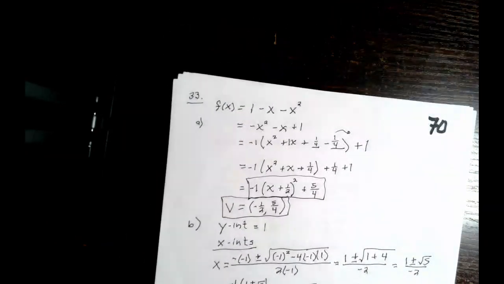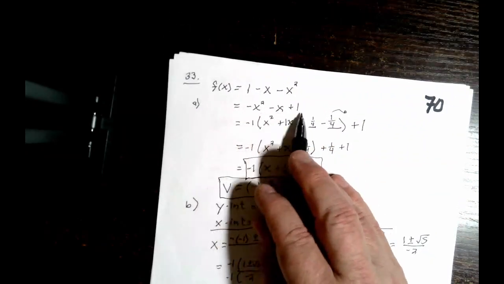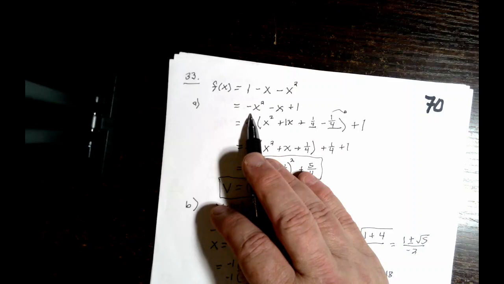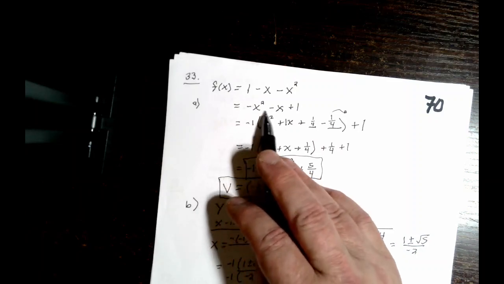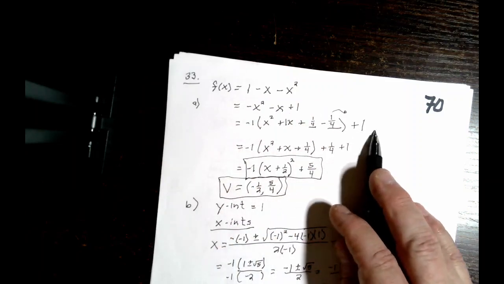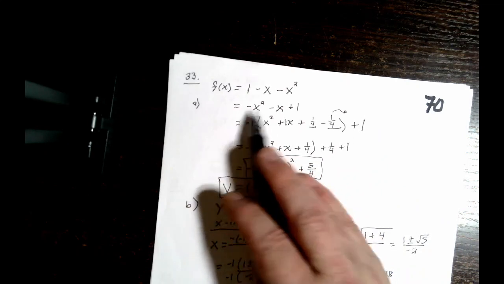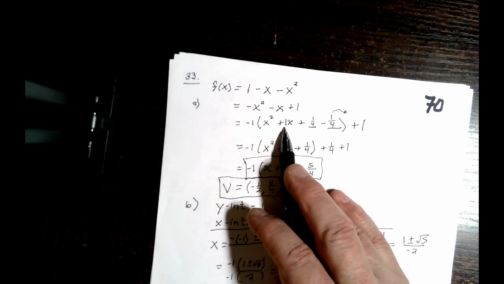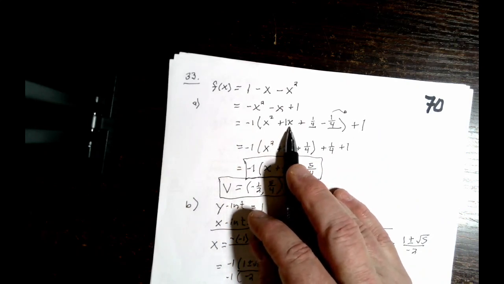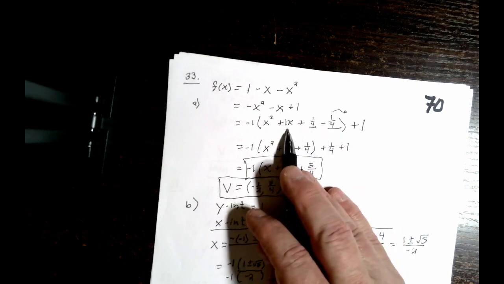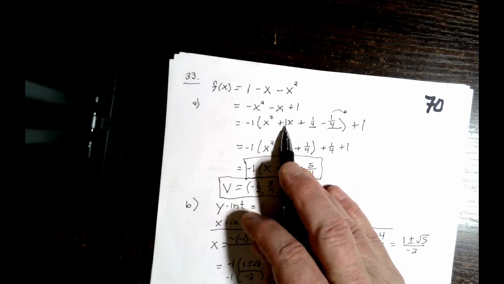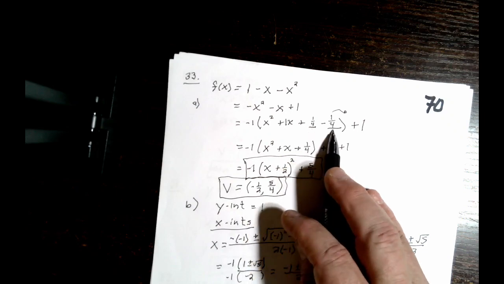Number 30, write it in descending order. You see your a is negative 1. So you factor out a negative 1 out of these two, you leave the plus 1 outside. So you factor out a negative 1 out of these two, and you get x squared plus 1x. Alright, so what are we going to add and subtract? Well, 1 divided by 2 squared, which is 1/4, and minus 1/4.